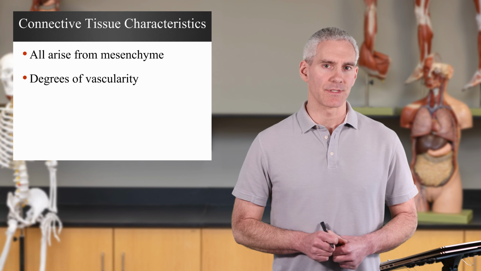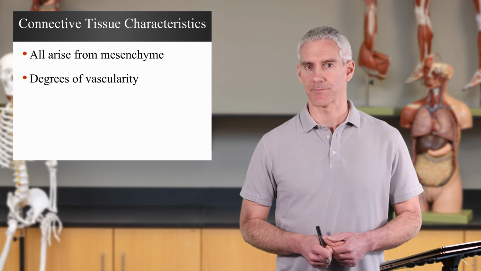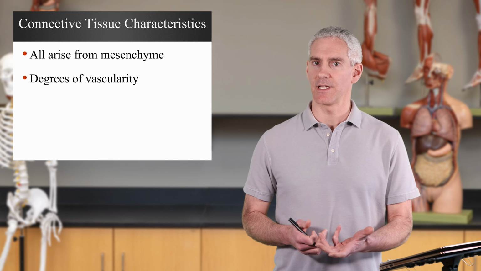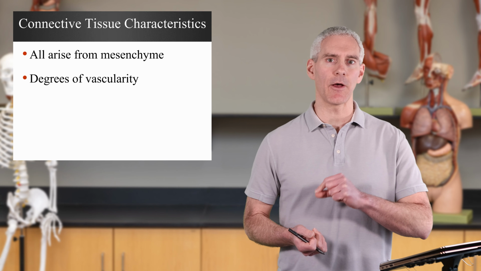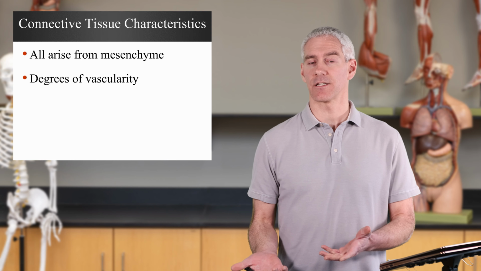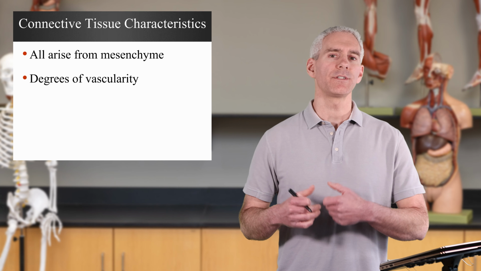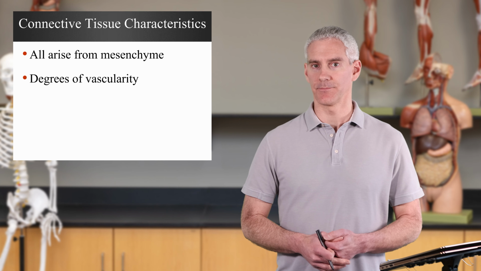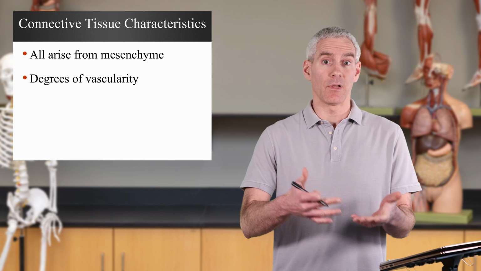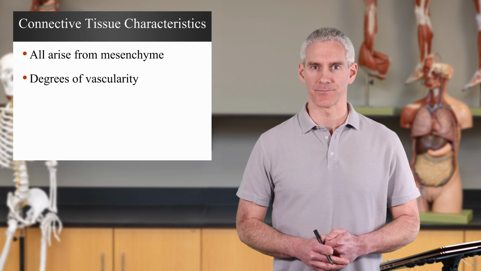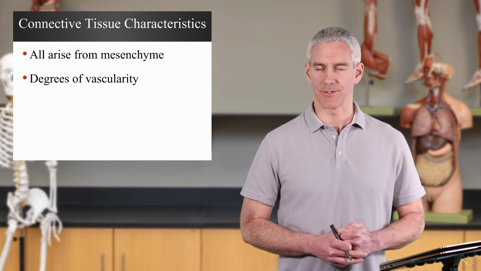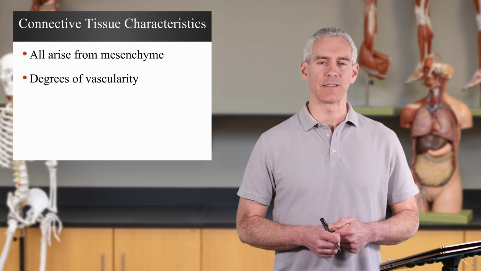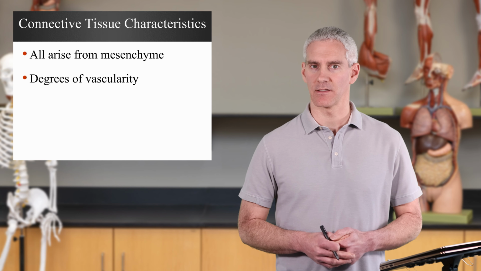Different connective tissues have different degrees of vascularity. We're going to have some connective tissues, like cartilage, that don't have any blood supply. They're avascular. Other tissues are very rich in blood, and then we actually have blood as a connective tissue. So the blood itself is one of the forms of connective tissue. So there is variability as far as how much vascularity occurs.